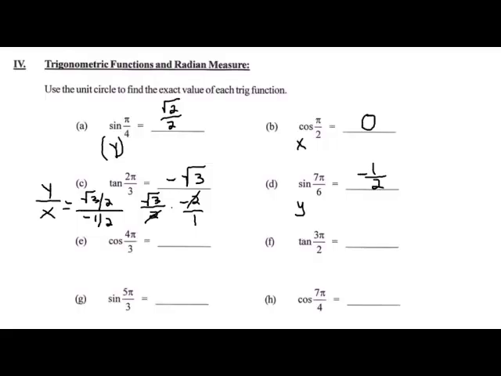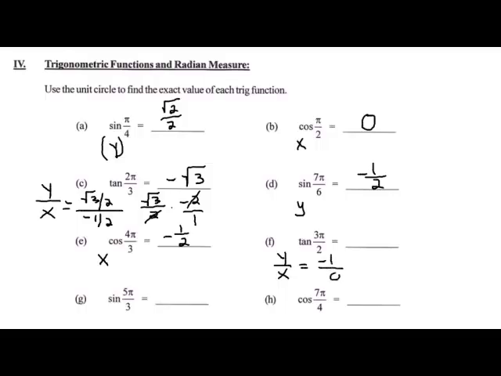Now you should have answers for E through J, so let's go ahead and check them. E, you are looking for your x value at 4 pi over 3, which is negative 1/2. F is another one of our tangents, so 3 pi over 2. Remember, this is y over x, so our y value at 3 pi over 2 is negative 1.